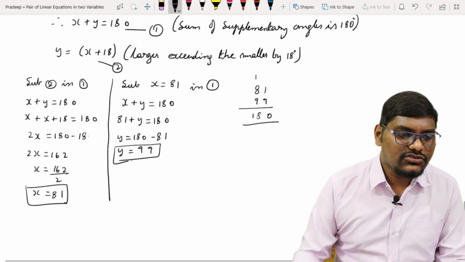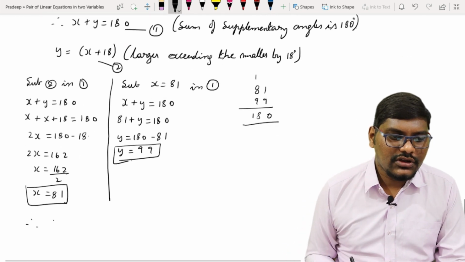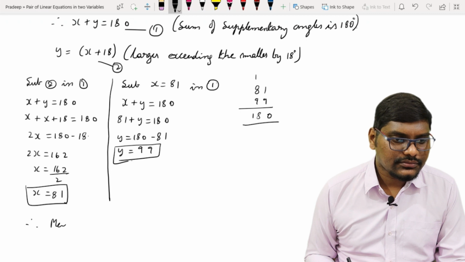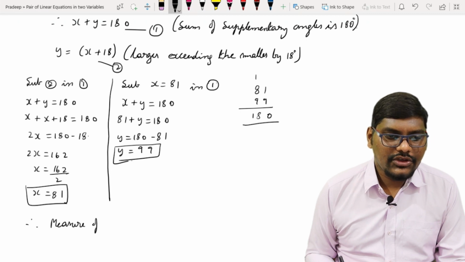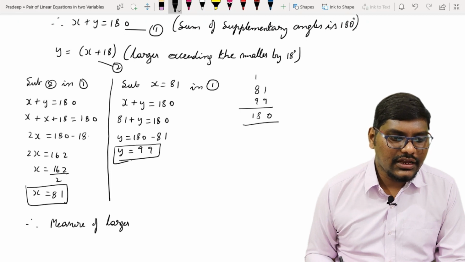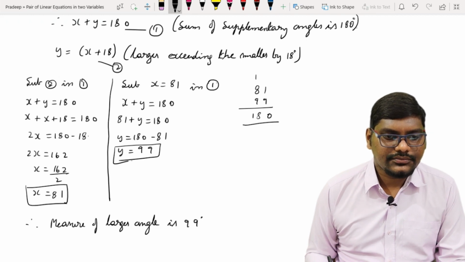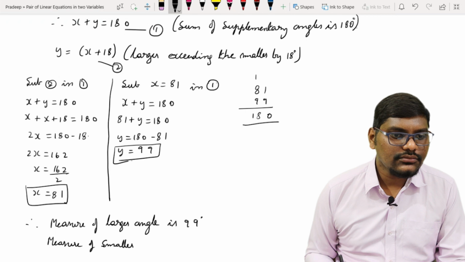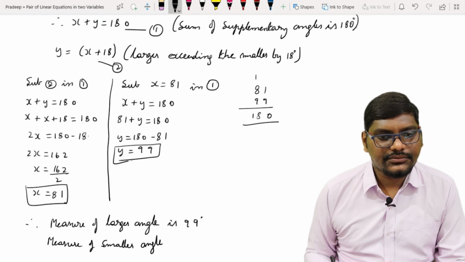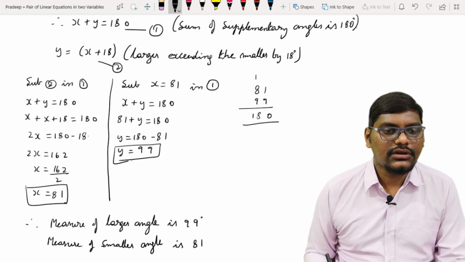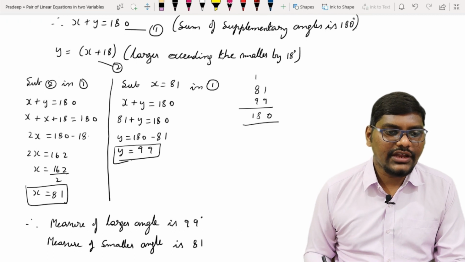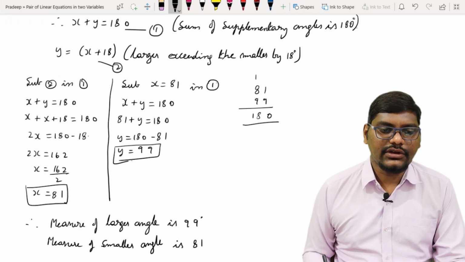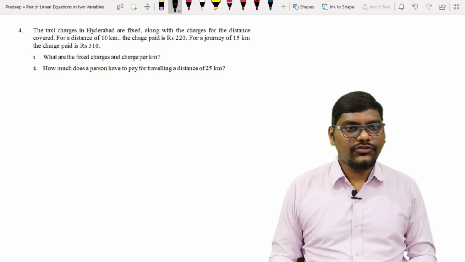So we'll write the conclusion, that is, therefore, measure of larger angle, how much we got? 99. And the smaller one I can write, measure of smaller angle, how much is it? 81. So we got the larger angle as 99 and the smaller angle as 81. So let's see the fourth question.